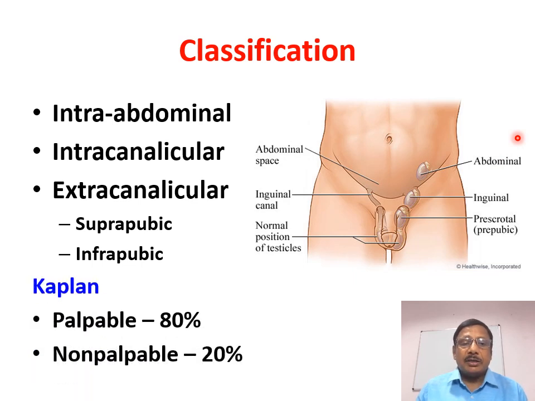But Kaplan gave a very good clinical classification, and said that the undescended testes are divided into palpable and non-palpable. Palpable testes are 80%, that means where you can really palpate the testes, whether they are in the canal or just lying suprapubic or infrapubic. And non-palpable means the testes are proximal to the deep ring. You are not able to palpate. They are 20%.